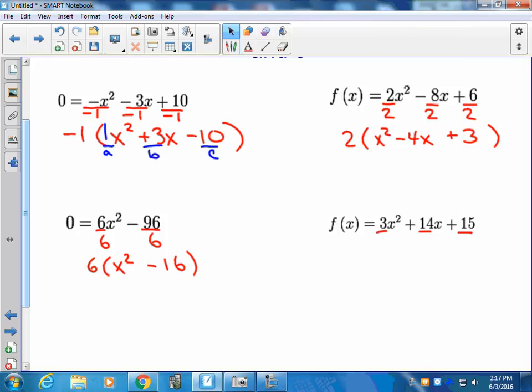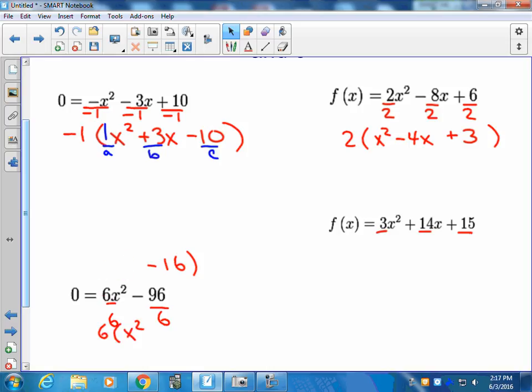Okay, so we want to identify those three values, and I'm going to move this guy out of the way here so we get a little more room.